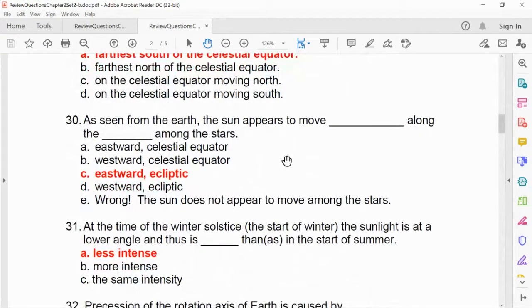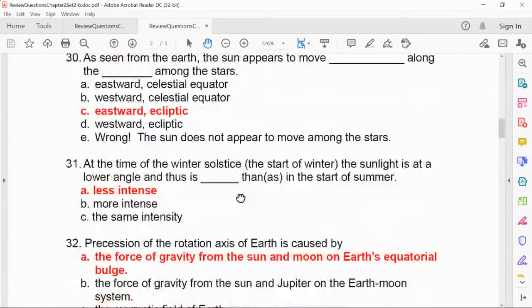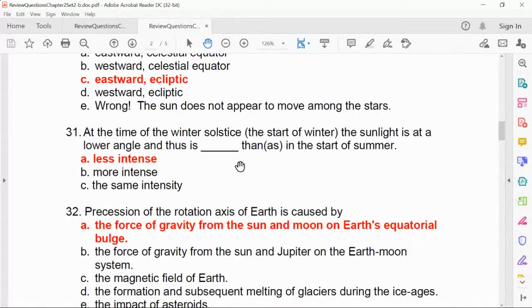As seen from the Earth, the sun appears to move eastward along the ecliptic among the stars. That's connected to the question we just did two questions away. So on the ecliptic, that's how it's moving. It's moving eastward. Question 31, at the start of winter, the sun is at a lower angle and thus is less intense than at the start of the summer. We're getting less energy from the sun.